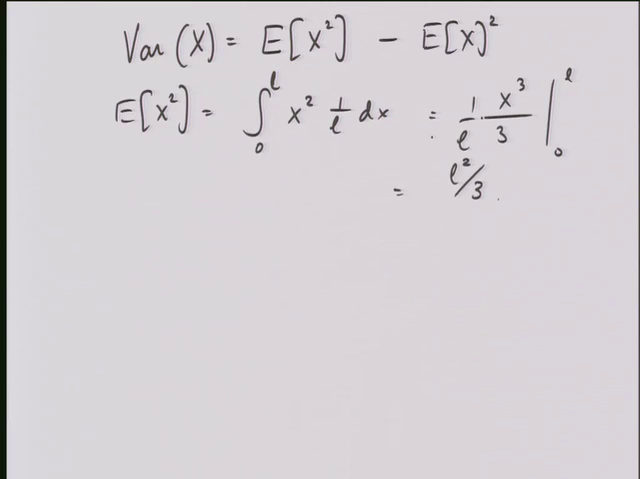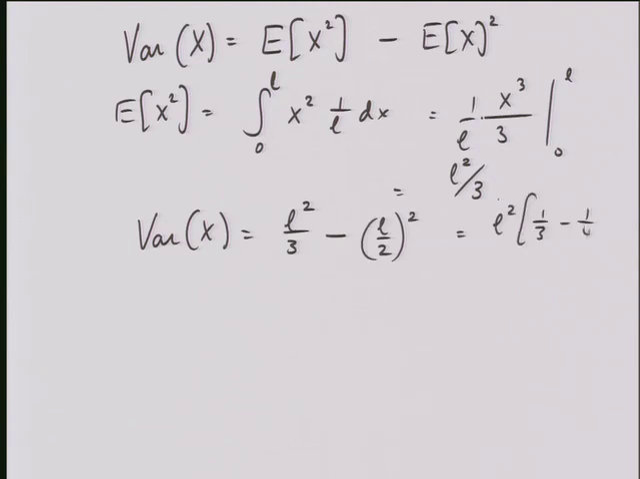So what's variance of x? It's expectation of x squared, which is L squared over 3, minus expectation of x, whole squared. What was expectation of x? It was L over 2, whole squared. So it's L squared times 1 over 3 minus 1 over 4, which is L squared over 12. So it's proportional to L squared. This is the square of the standard deviation, so the standard deviation is L over square root of 12. Where the square root of 12 comes from, I don't know. There is some intuition to it, but the important point is it's proportional to L, which is what you'd expect.